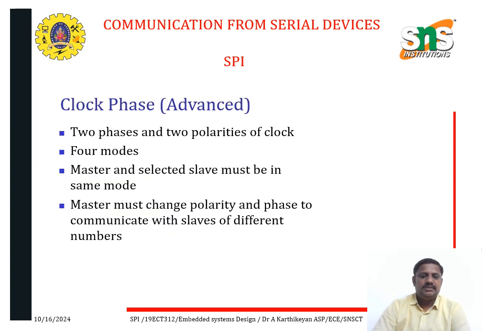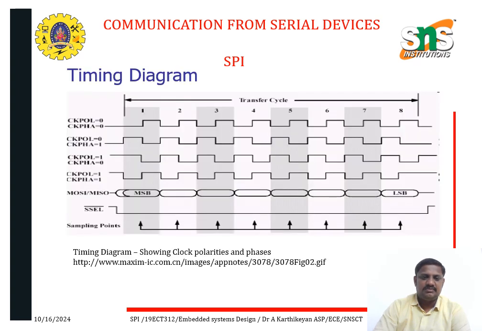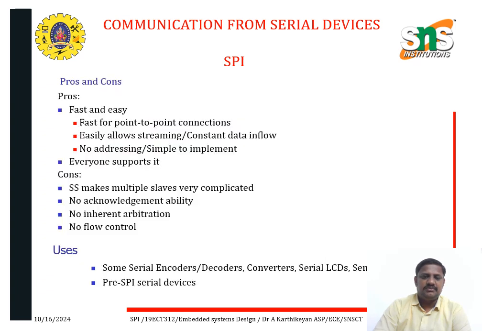Mainly, the clock has two phases and two polarities, giving four modes. The master and slaves must all be in the same mode, so the master must set the polarity and phase. That is the main point of the clock pulse. This is the timing diagram of SPI, with sample points, the clock and the inputs available to get the information.